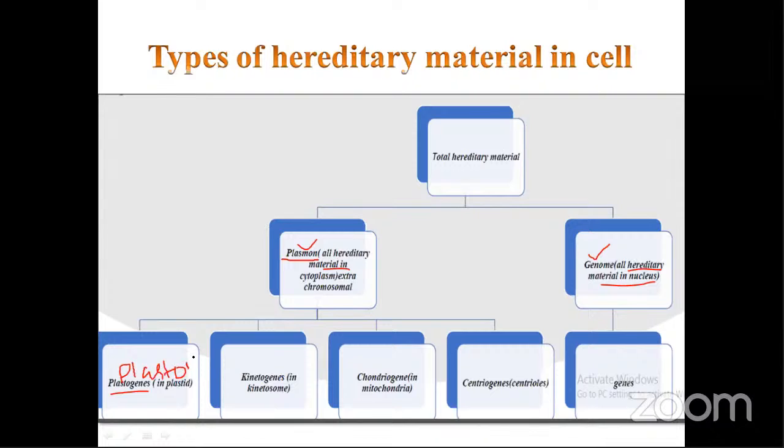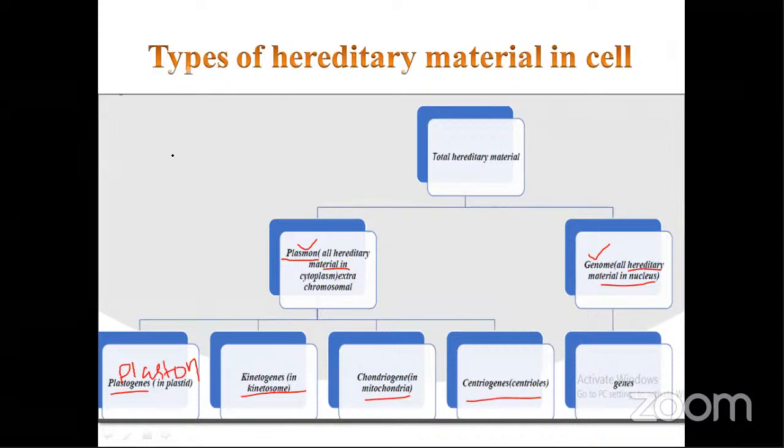Then the next one is chondrion. Chondriogene is found in mitochondria. It is also called chondriome. The sum total of the genes found in mitochondria is called chondriome, as I have mentioned in later slides. These two, centriogenes and kinetogenes, have been reported in some bacteria, but their identity and role in cytoplasmic inheritance are somewhat ambiguous. But these two, plastid and mitochondria, are very prominent in cytoplasmic inheritance.